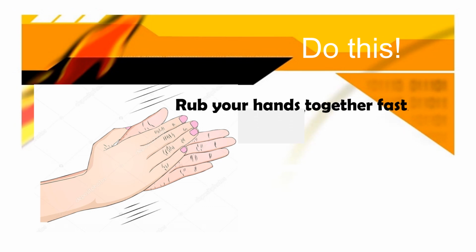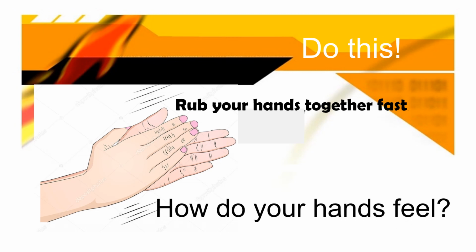How does it happen? Let us do this very simple activity to find out. Okay, so first put your hands together. Alright, now rub your hands together fast. Do it fast. Okay, stop. Okay. How do your hands feel? Do your hands feel cold? No. Your hands feel warm. Why? Rubbing your hands together makes heat.